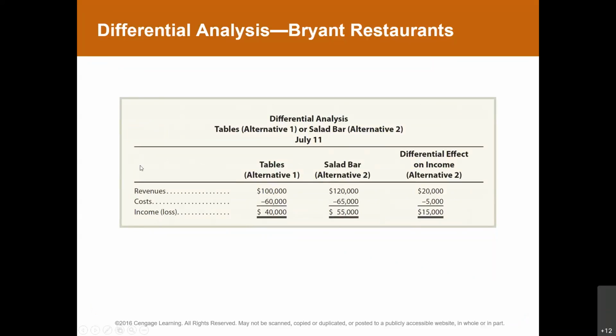So this is what it looks like on a report. Alternative one would be leave the tables as they are. We see our revenues at 100,000, our costs are 60, giving us a net income of 40. Installing the saddle bar, potential revenues is 120, cost would be 65, leaving us an income of 55. The difference between the two, as I explained before, the revenues would increase by 20,000. Our expenses would increase by 5, leaving us a difference in income of 15.